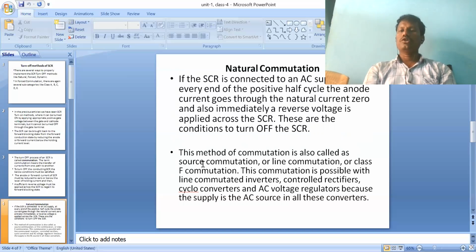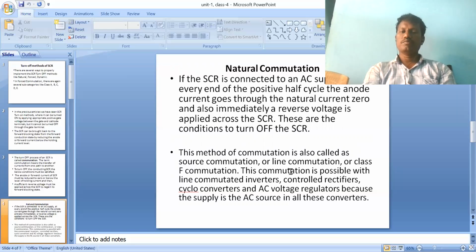What about the negative half cycle? Negative voltage is applied across the SCR, so it is automatically in off state. So there is no separate requirement to turn off the SCR in natural commutation. This method is also called source commutation or line commutation, or Class F commutation.